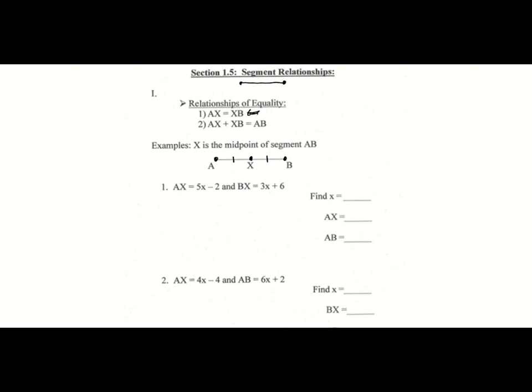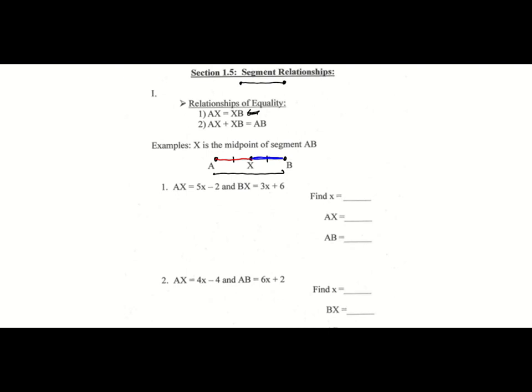Now this next piece, AX plus XB equals AB, that is saying if we take this segment right here, AX, and we add on this piece right here, XB, that is going to give us our whole line of AB. This whole line is equal to those two parts added together. And if you think about it, it makes sense because if we took two pieces of one segment, broke them apart into two pieces, and then put them together, it would give us our whole line again.